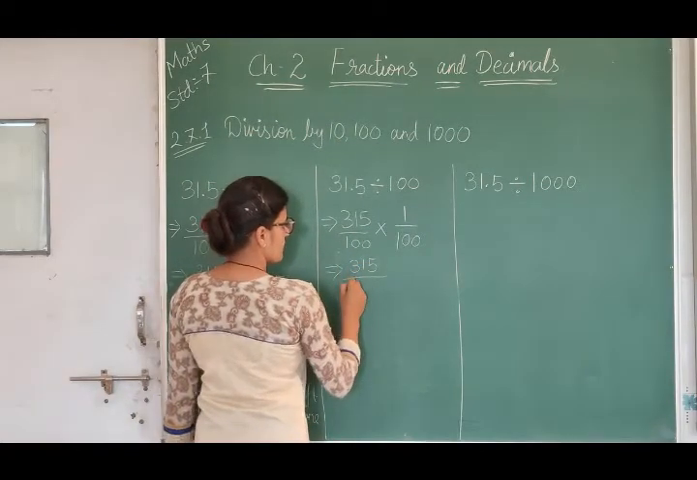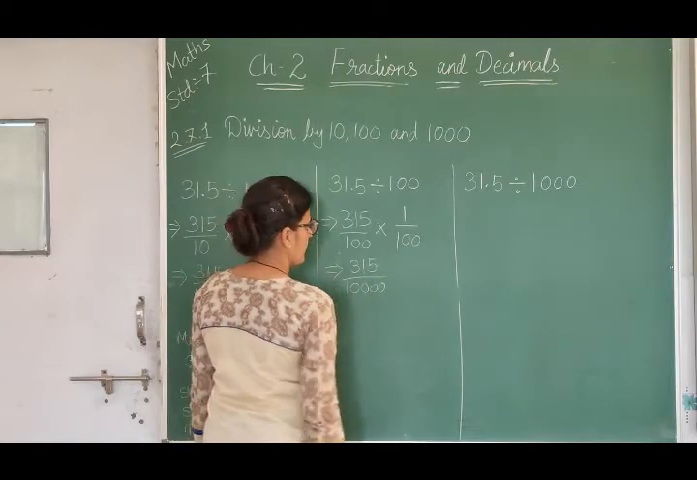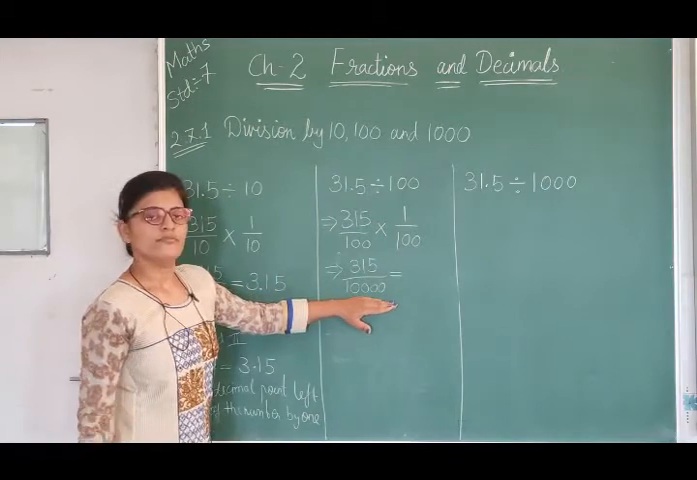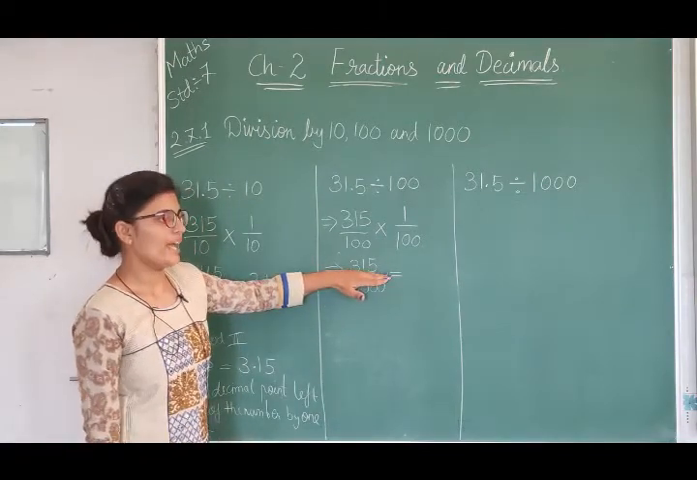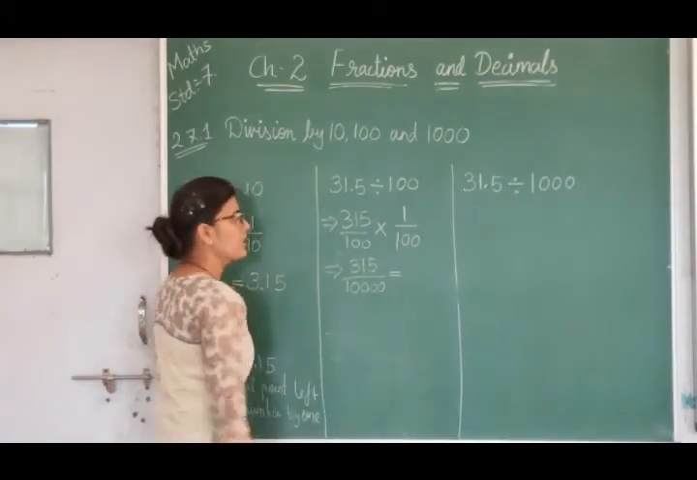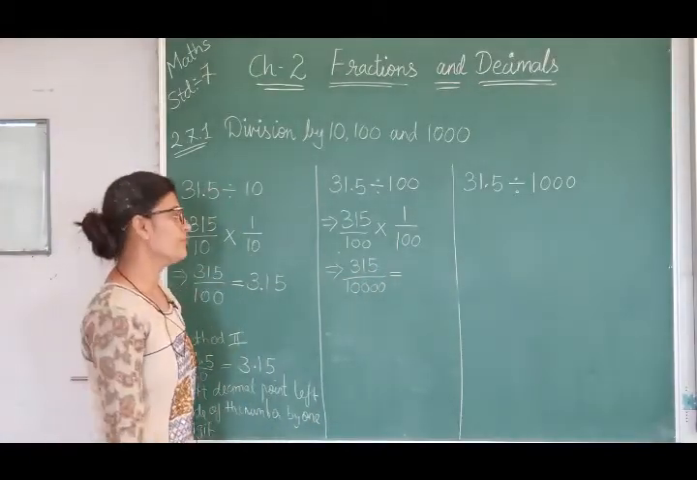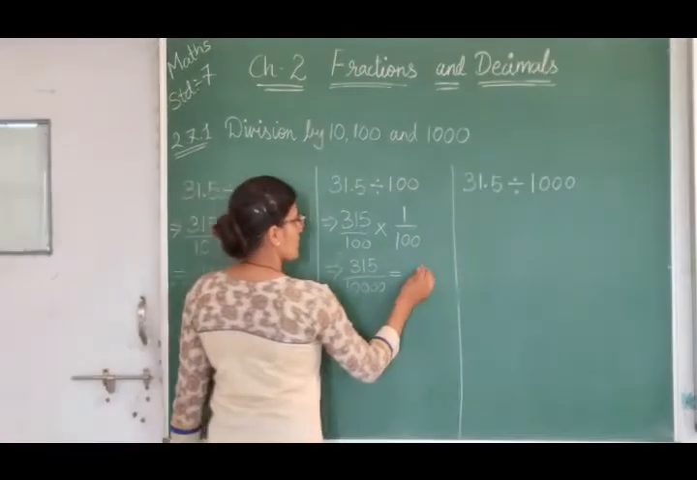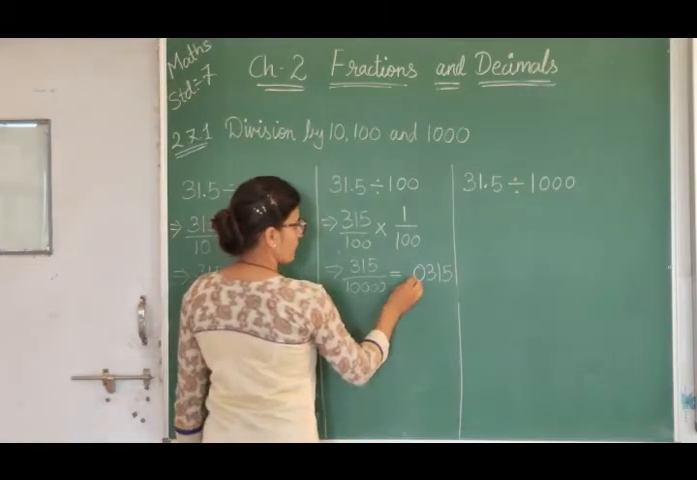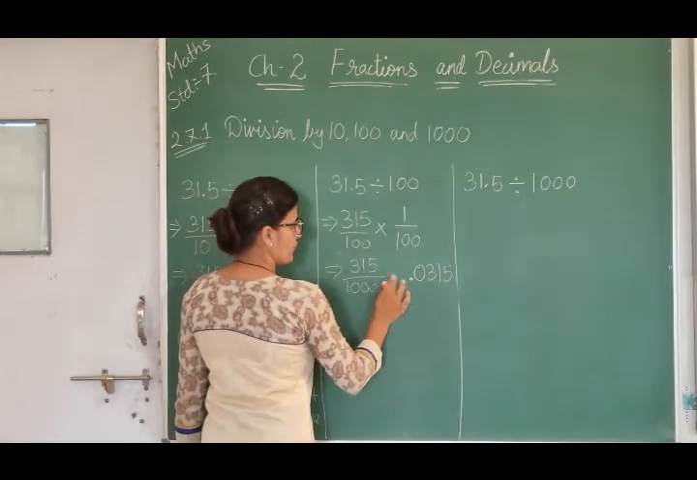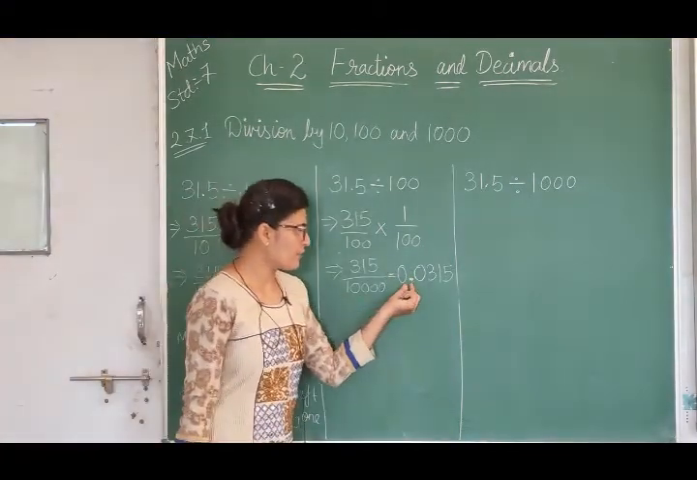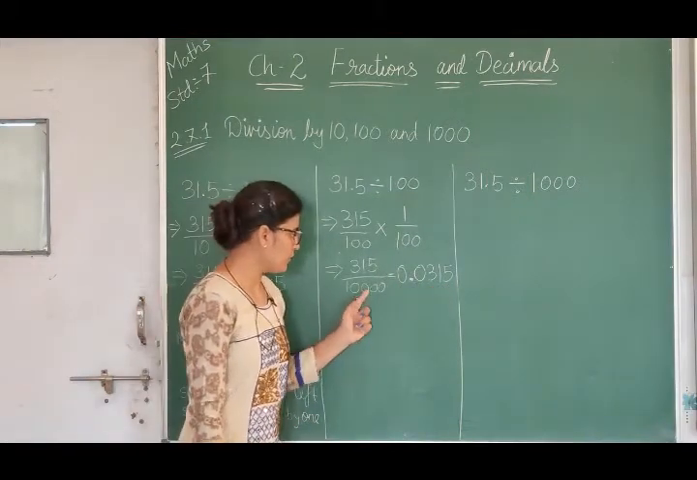315 divided by 10,000. Yes. Now after point I need 4 digits. Already 3 I have. I need one more. That 0, where will I put it, after 5 or before 3? That 0 should be put before the 3. So 0, 3, 1, 5. The point will be over here. Now before the point no digit is there, so I will put 0 also over here. So we can see after point how many digits we want? 1, 2, 3, 4 digits.